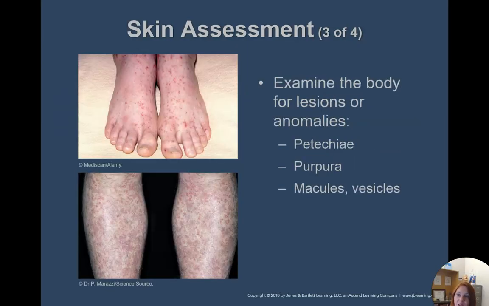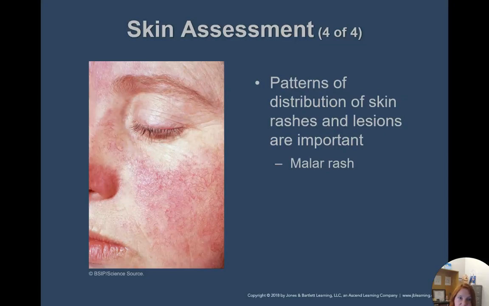So beyond our color and turgor, take time to look for lesions or abnormalities. Our rashes, purpura, and vesicles can be signs of underlying diseases, infections, or medication reactions. Even small skin findings may be the first visible sign of systemic illness. Always document what you see clearly as well as accurately.